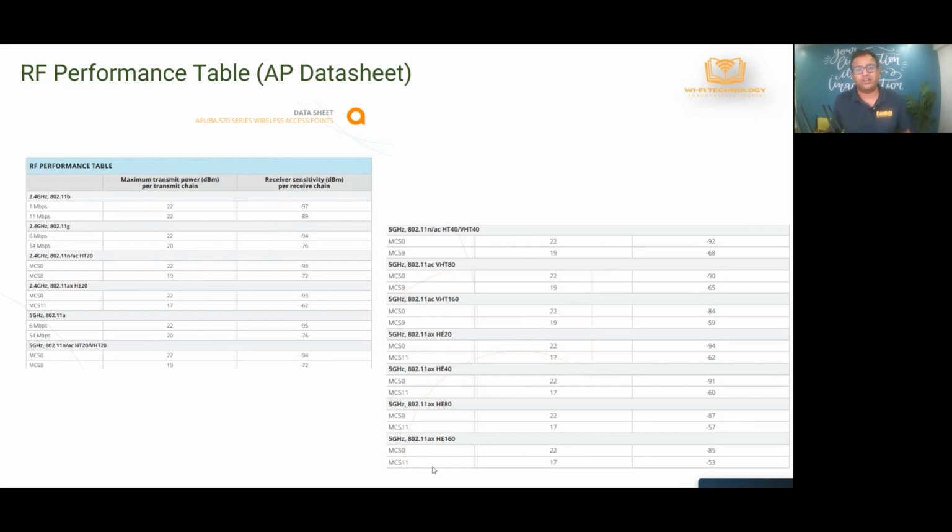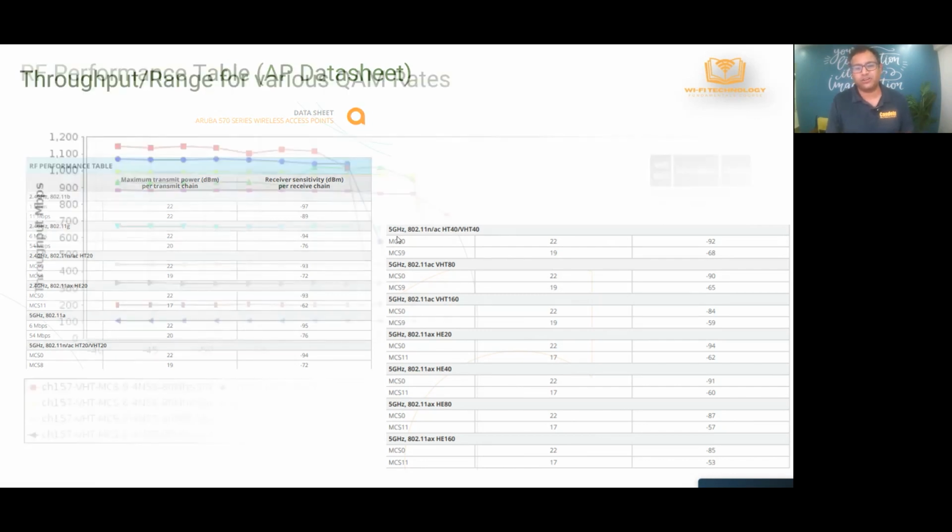Next time you purchase an access point, you can look at this in the datasheet. This information is taken from, I believe, the Aruba access point datasheet, and it is telling you how sensitive the receiver is in receiving the different modulation rates being transmitted by the transmitter. So it's interesting information if you didn't understand what this was before, hopefully you can understand it better now.